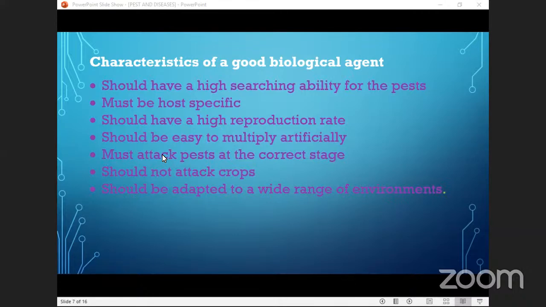Yes, teacher. You read the characteristics of a biological agent. It should have a high searching ability for the pests. Must be host specific. Should have a high reproduction rate. Should be easy to multiply artificially. Must attack pests at the correct stage. Should not attack crops. Should be adapted to a wide range of environments.